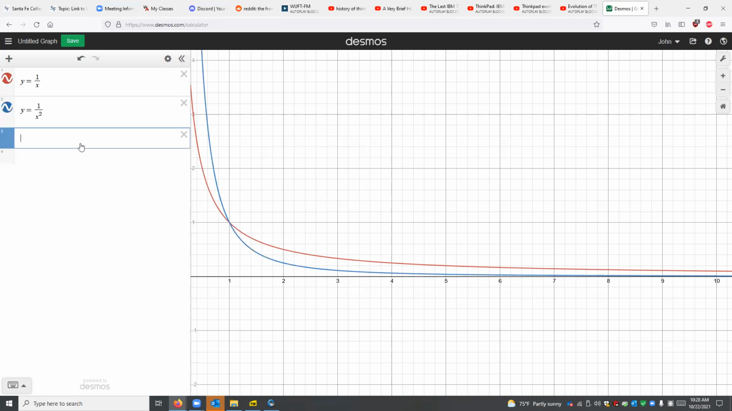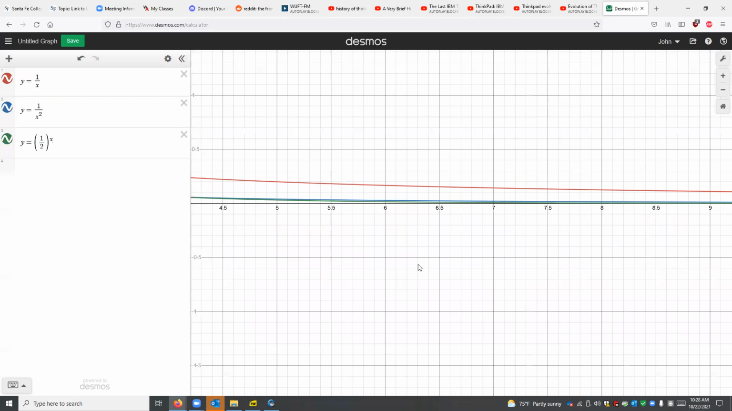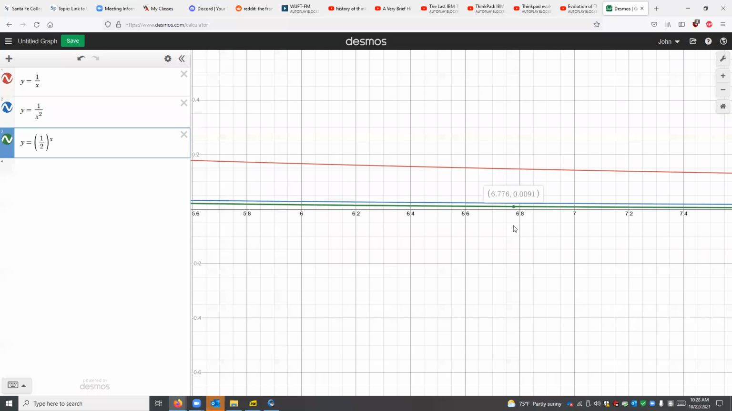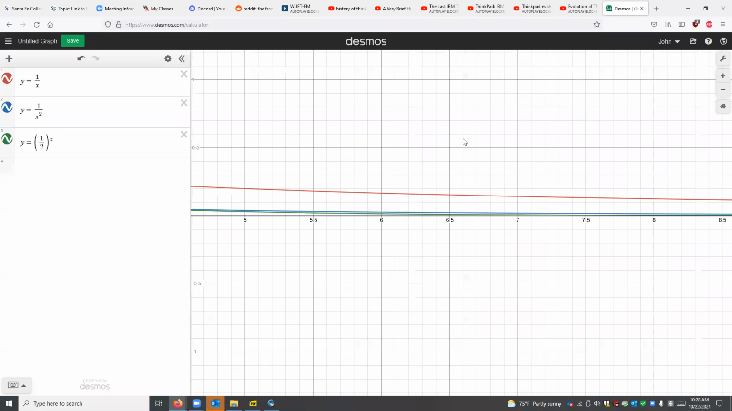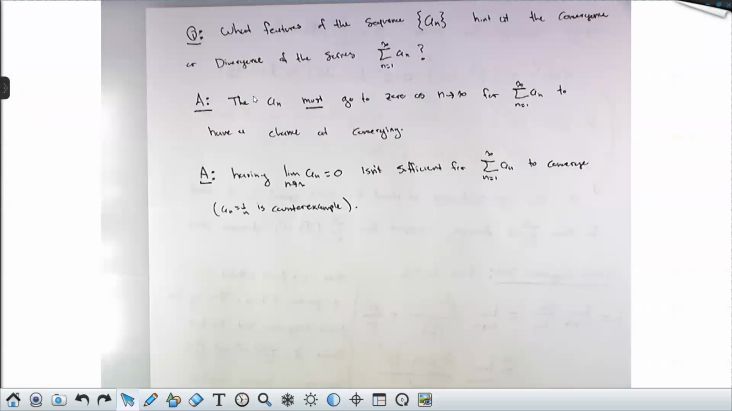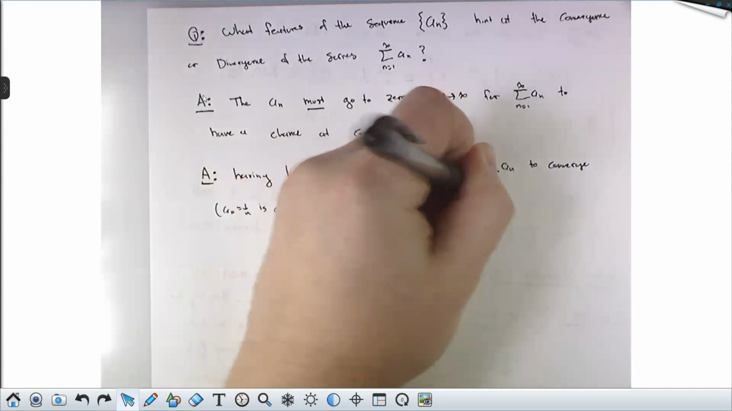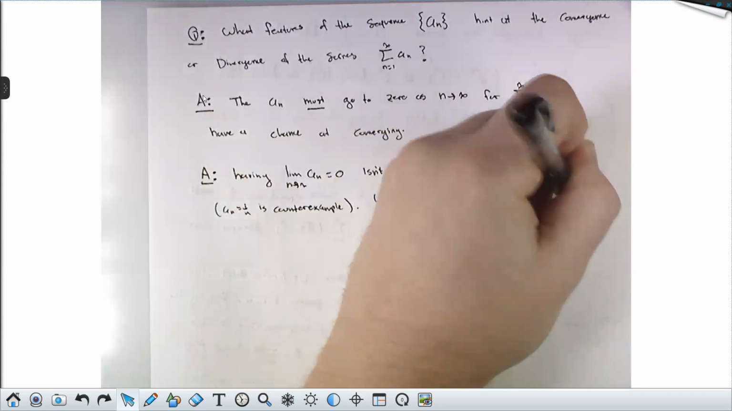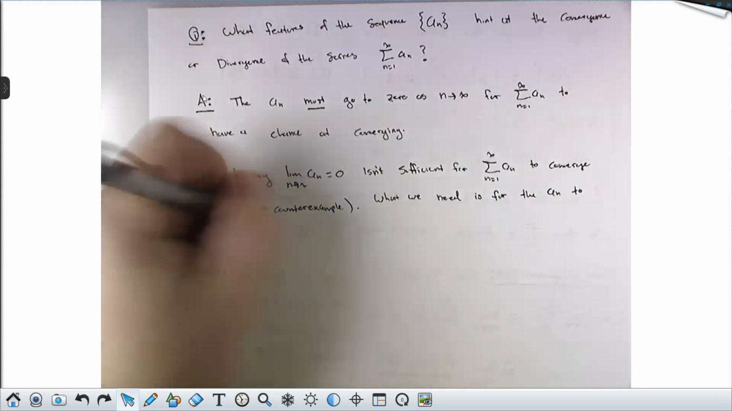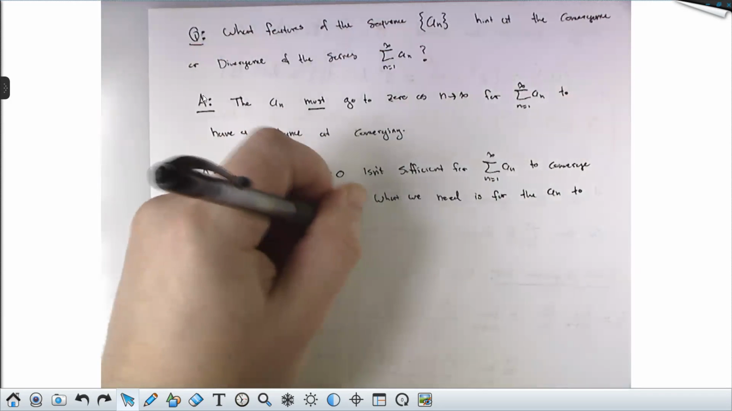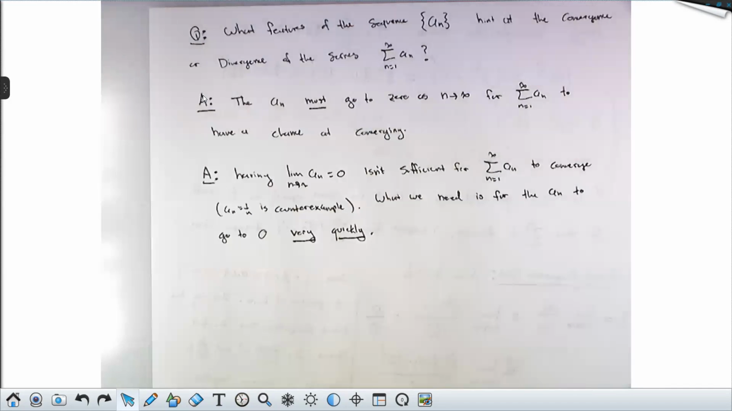And if you compare this to like a geometric thing, it goes to 0 faster still. It'll actually swap places with the blue a few times, but if you get in here, you'll see that the green goes to 0 even faster. So the thing is, it's not just going to 0. Going to 0 is necessary, but not sufficient. What we need is for the a_n to go to 0 very quickly. So 1 over n compared to 1 over n squared is a good example.